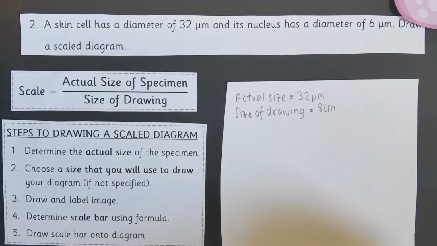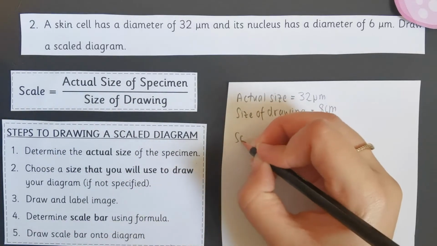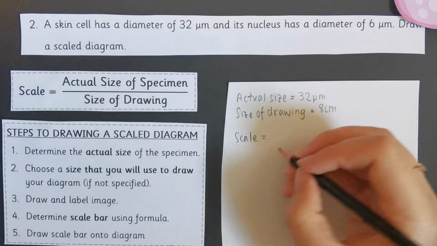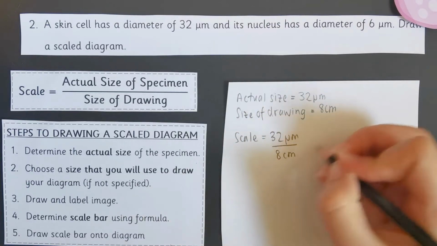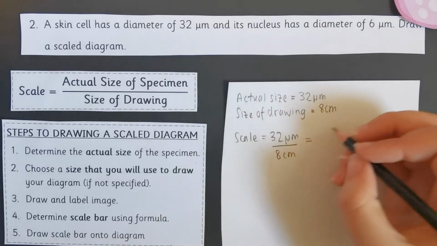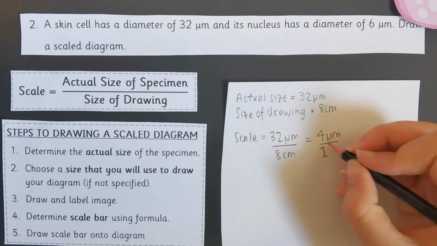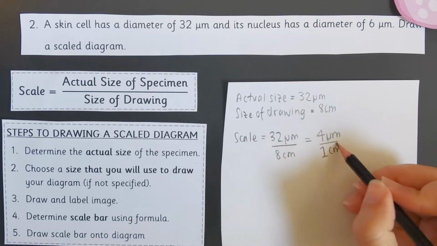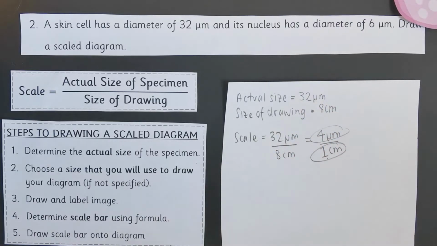All right, let's skip down to step 4. We're going to determine our scale bar using our formula. So the scale equals the actual size divided by the drawing size. So our actual size is 32 micrometers and our drawing size is 8 centimeters. Now when we simplify that, so 32 divided by 8, we get 4 micrometers over 1 centimeter. Remember, the number at the bottom is important because it tells us the size of the scale bar. The number on top tells us what that represents.